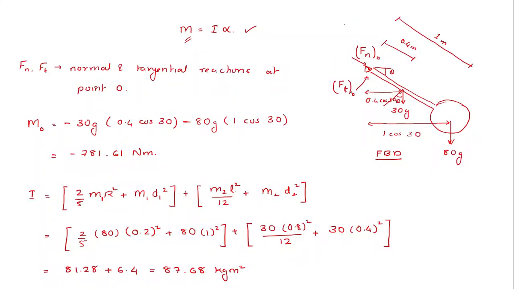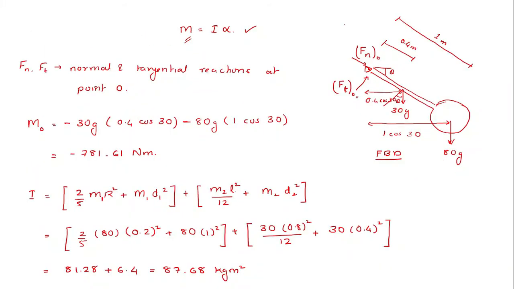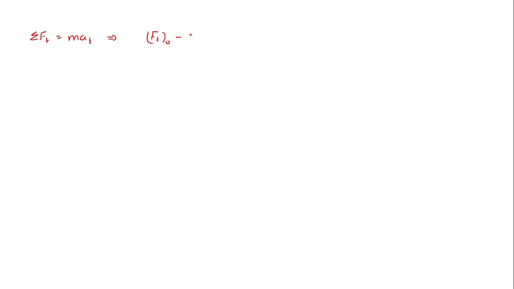Similarly, you can apply the corresponding Newton's law along the tangential direction. Along the tangential direction here you have Fto acting perpendicular to this rod, and the component of 30G that is parallel to this, that will be 30G cos theta, and the component of 80G that is parallel to this, that will be 80G cos theta. So Fto is in this direction and the other two will be in this direction. So as such, minus 30G cos theta minus 80G cos theta.